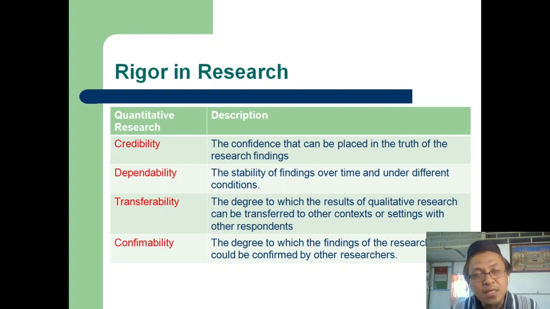For example, you study knowledge sharing behavior in the Faculty of Information Management. The findings, to some extent, can be transferred to, say, the Faculty of Business Management, because there are some similar characteristics between these two faculties. So that is called transferability.